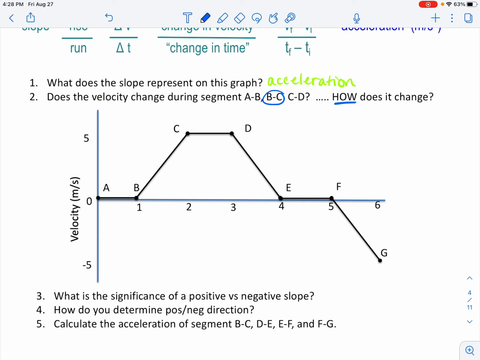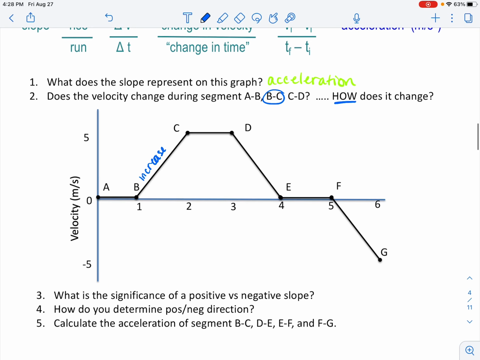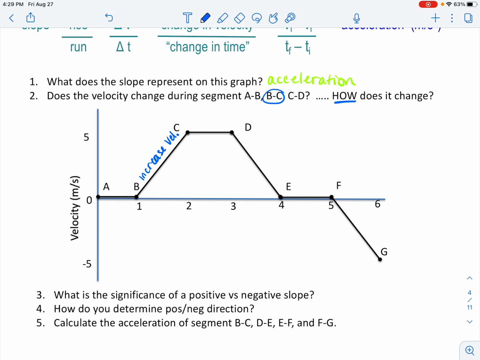How did the velocity change? In this case, it was an increase in velocity. Or maybe you were more comfortable saying that the object sped up during that segment. But that is an acceleration because there was a change. In this case, it was an increase in speed. And so that is what our acceleration rate will tell us, okay?